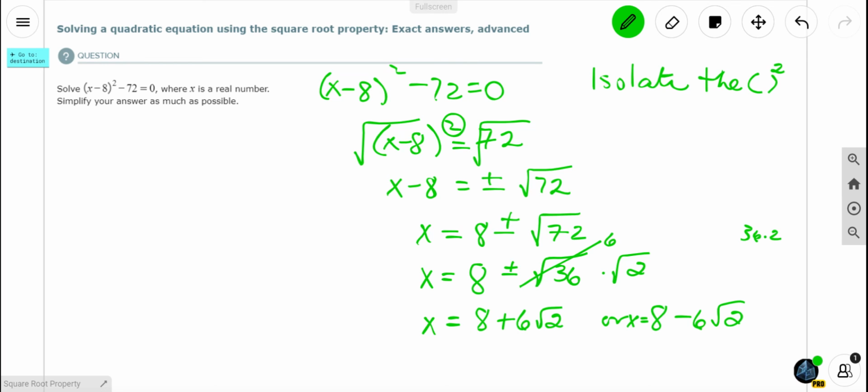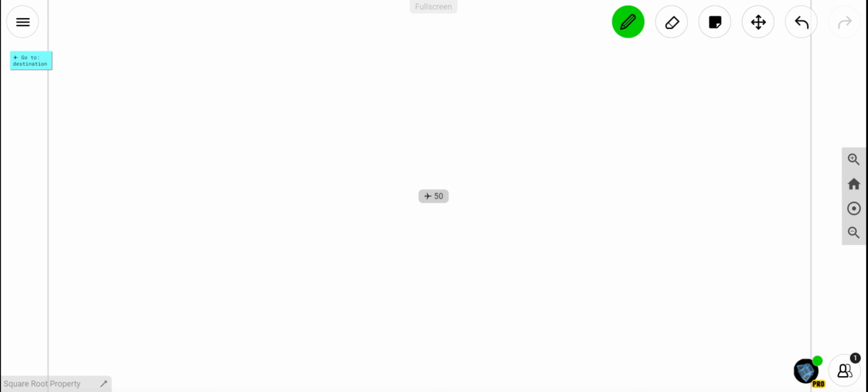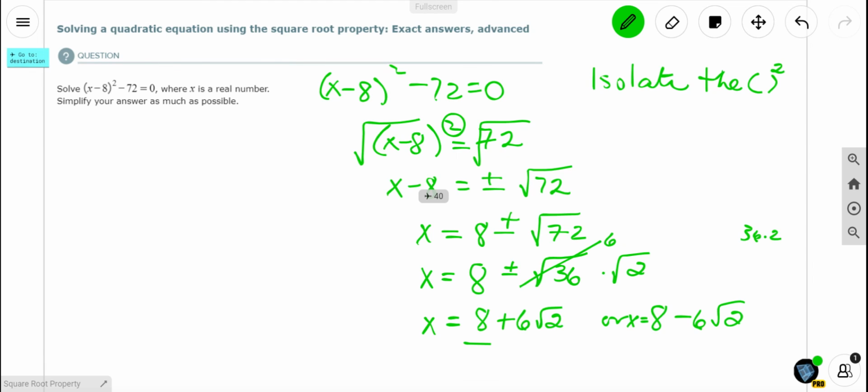Okay, it doesn't say approximate. If it were approximate, you'd plug this into a calculator. Okay, but it's not. So you leave this. These are the answers, and this is the way they come. You typically put the rational in front of the irrational. Okay, next one. That it? Okay, that's it.